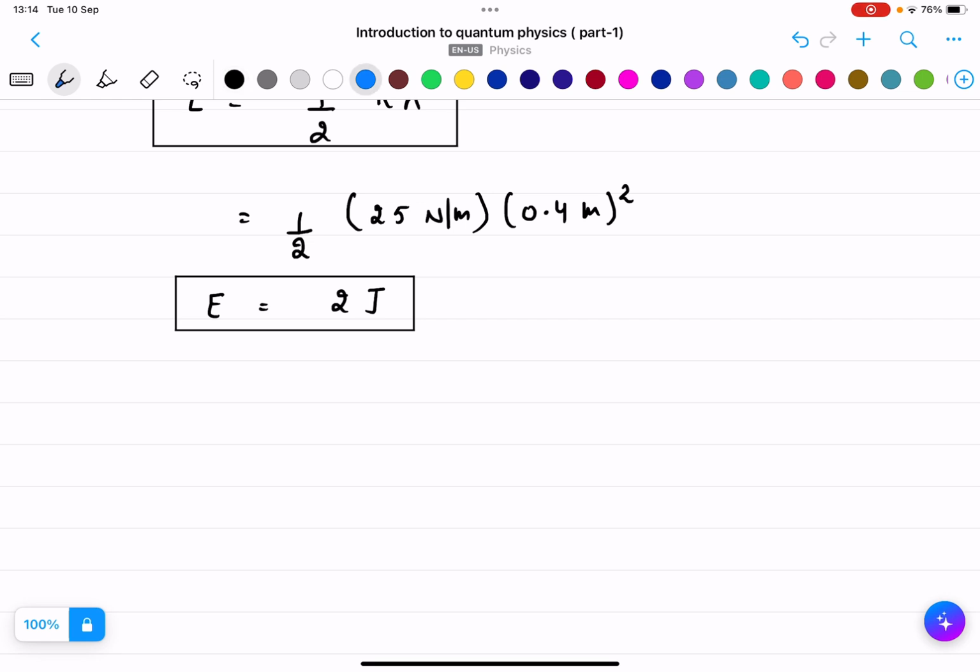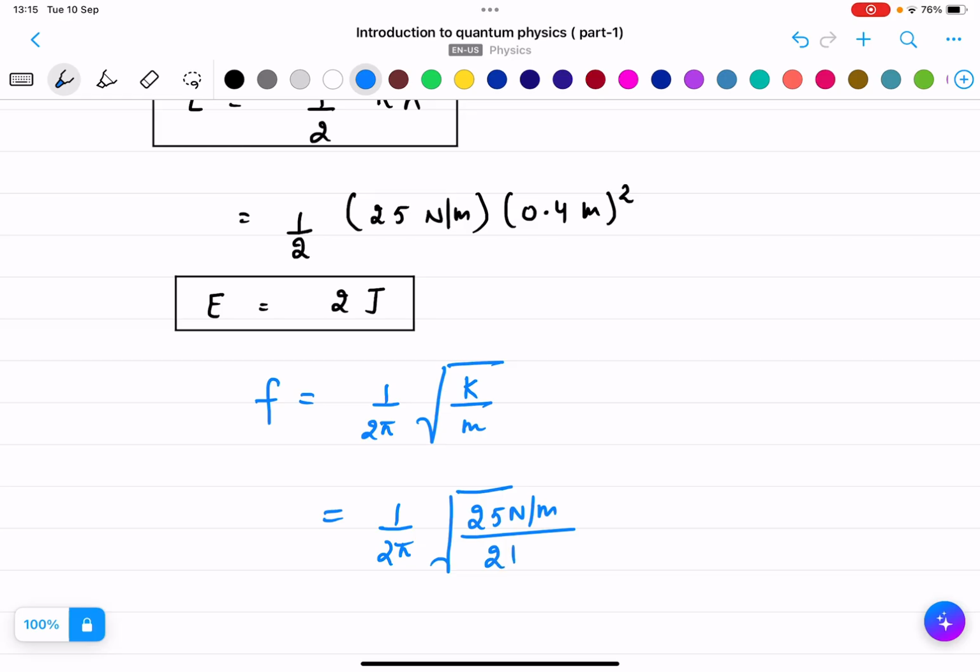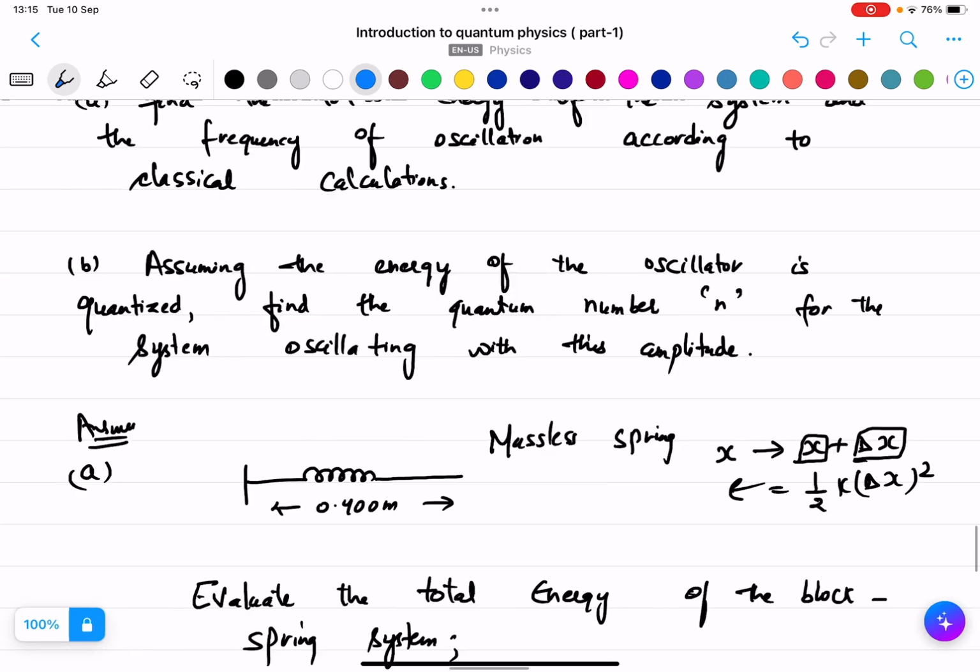For frequency, you need to remember the formula f equals 1 by 2 pi under root k by m. These formulas will be given to you in the formula sheet. So it will be 1 by 2 pi, k is 25 Newton per meter, it is given, and mass is 2 kg.